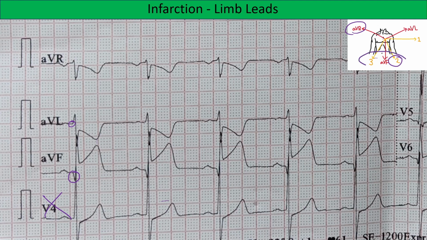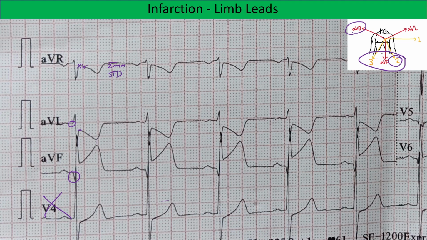So again, there's a pattern going on. The inferior leads seem to have Q waves and ST elevation. So let's have a look at AVR. J point is there, so we'll measure from there to there. So we see there's probably about 2 millimeters of ST depression.